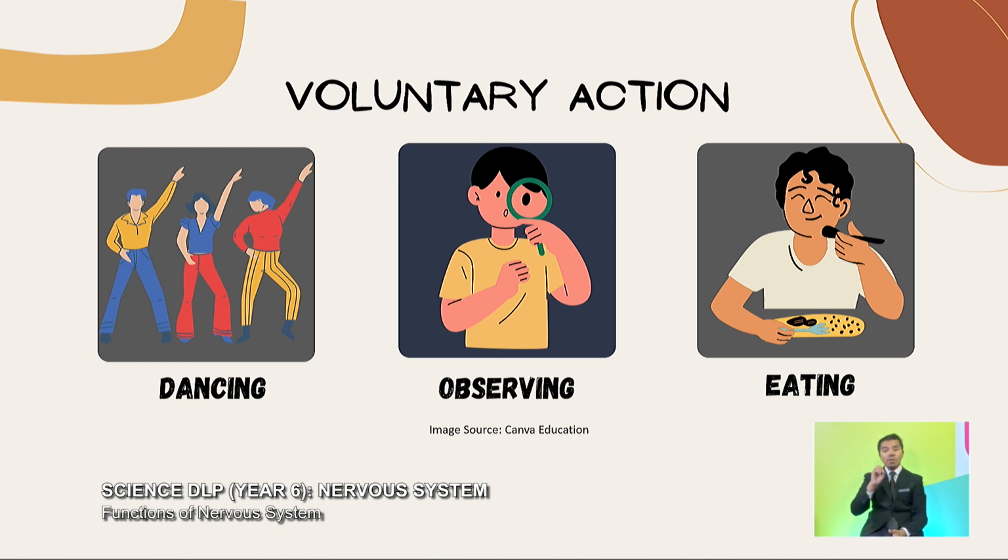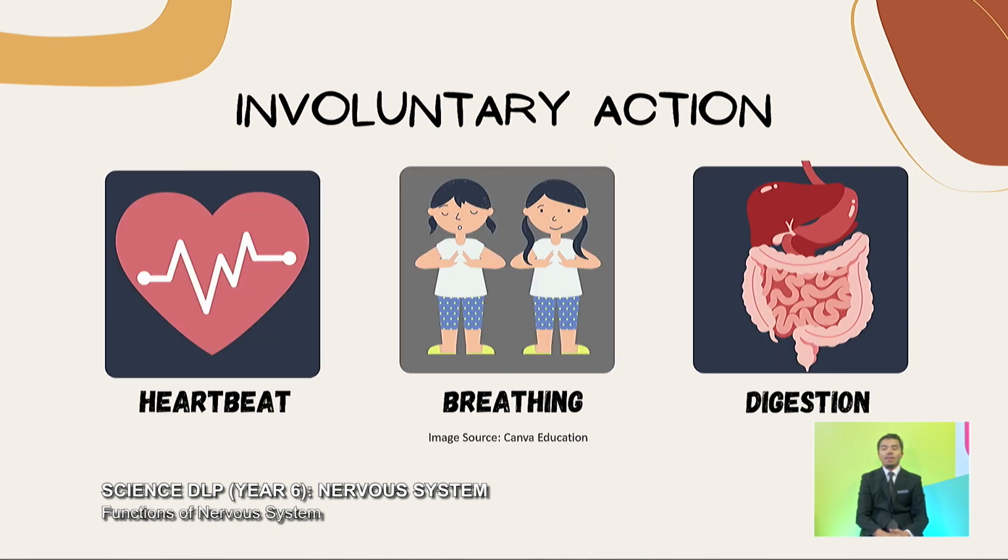Voluntary actions. Voluntary action means such as dancing, observing, eating. And there are more. It's just an example. And next is involuntary actions. Involuntary action means such as heartbeat, breathing, digestion.